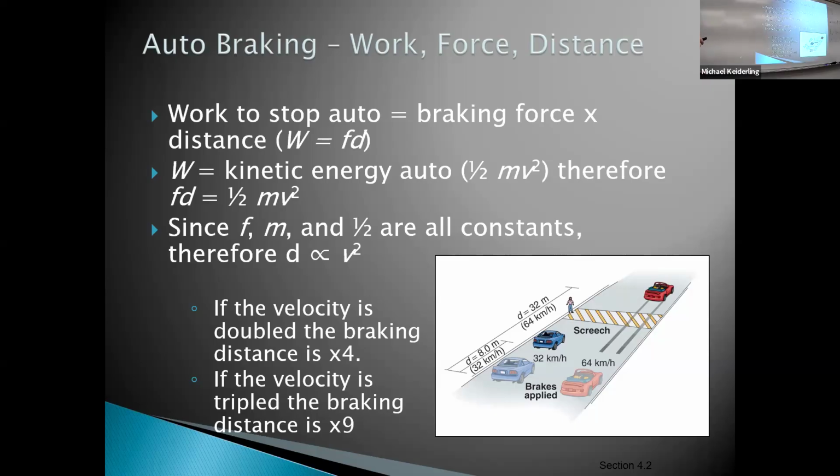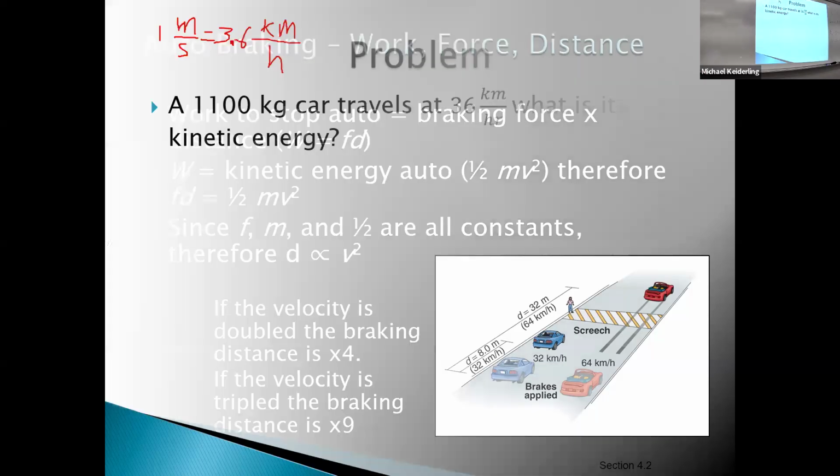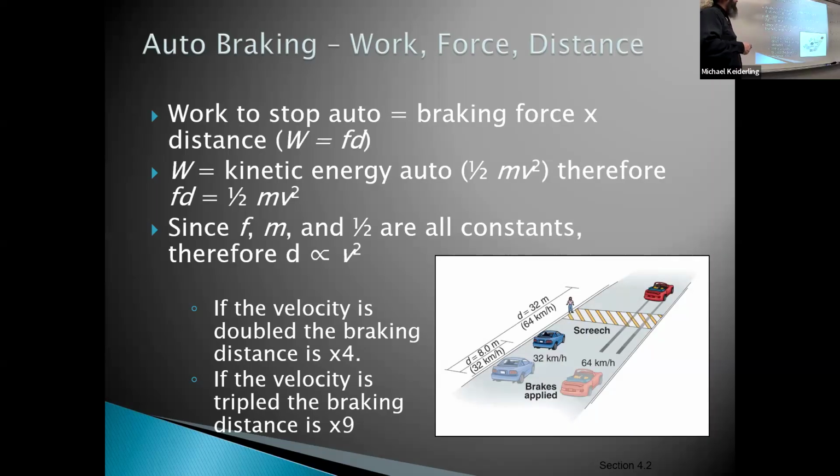So the work required to stop a car is the force of the brakes times the distance over which you brake. And the work you need to do to stop that car is the kinetic energy of the car, 1/2 mass of the car times the speed of the car squared. And so you can figure out that it is proportional. So the distance required to come to a stop is proportional to the speed squared.